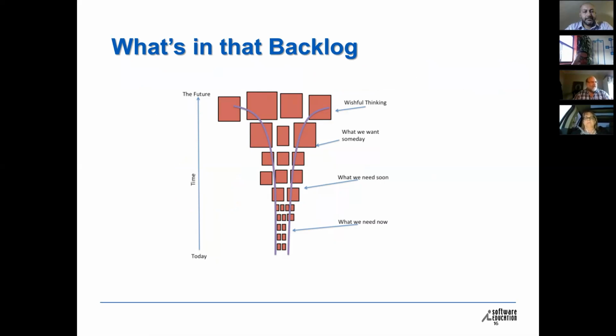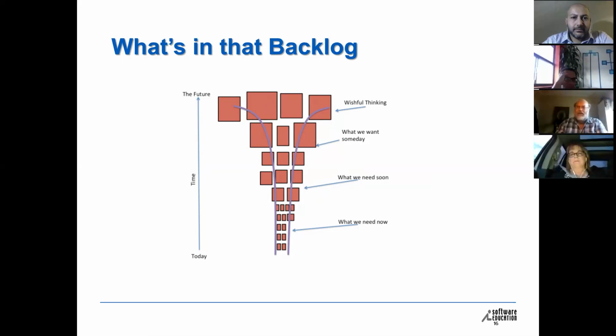And if we look at timelines, what we need now, the stuff that's coming out the bottom, these are the gems. These are the ones that we've identified. They are truly valuable. Somebody's going to want this. If we put it in, they will use it.